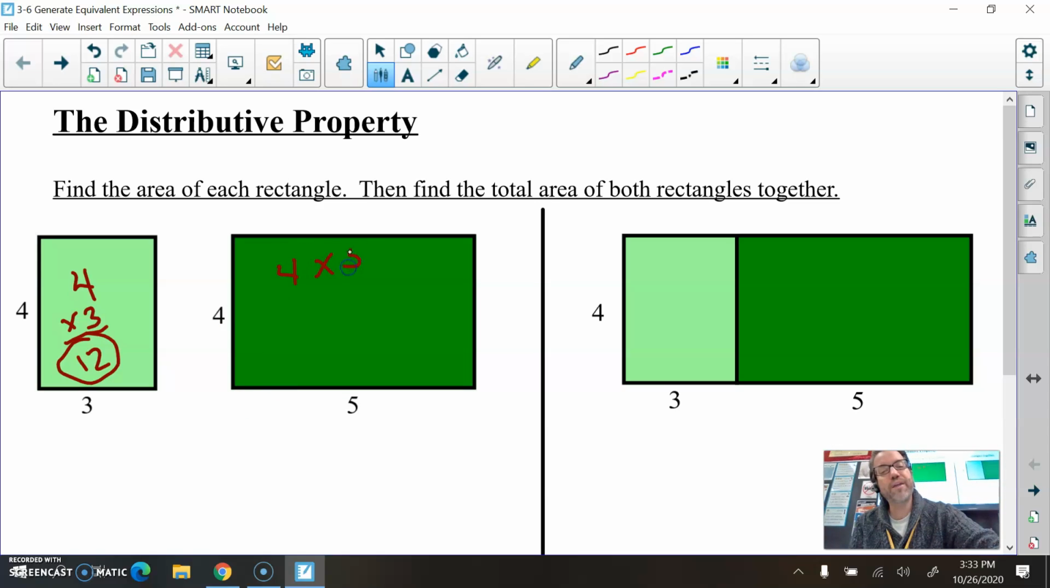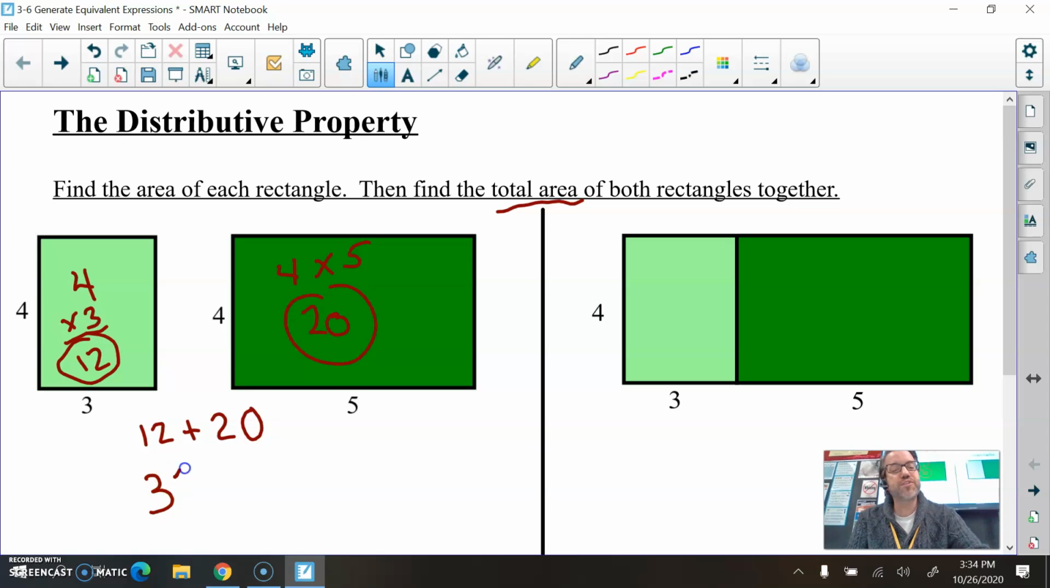You can multiply either way because of the commutative property, which says you can multiply either direction and get the same answer. And 4 times 5 is 20. So that is the area of each of these rectangles. Now, if you want to find the total area of both rectangles together, you can take 12 plus 20, and we get a total area of 32. Now, we're not given a label on any of these dimensions, so I'm just going to put 32 square units. Whenever we're talking area, we're always talking square units.